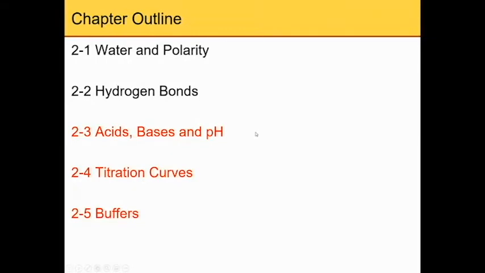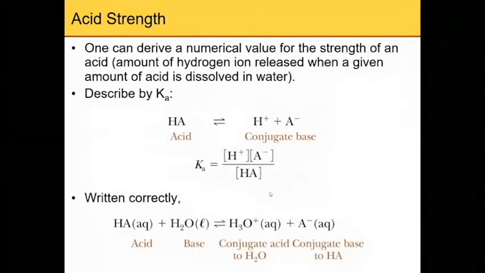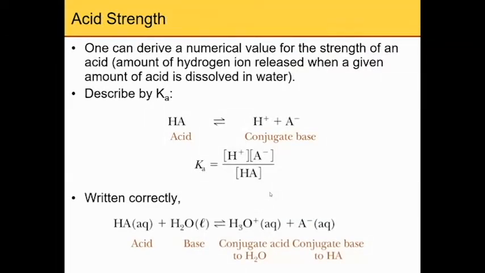And then the next topic would be acid, base, and pH. So an acid is a molecule that behaves as a proton donor, all right? A proton donor will be an acid. The base will be a proton acceptor, right? The proton acceptor will be the base. And then the acid strength, all right?